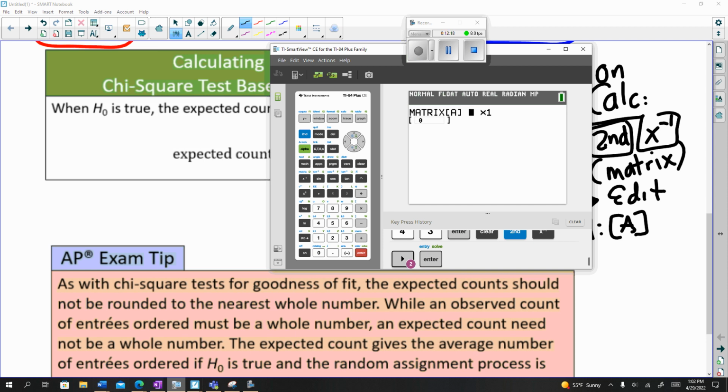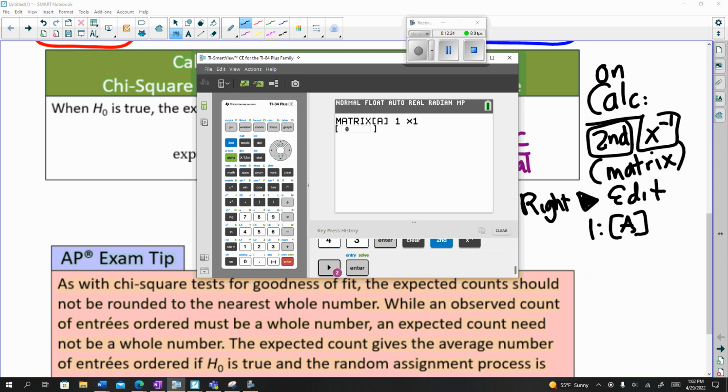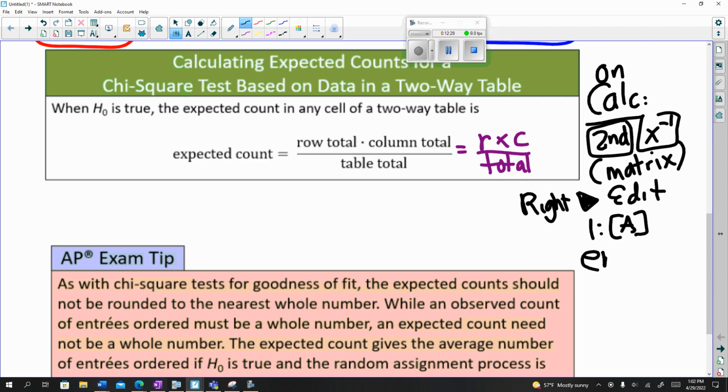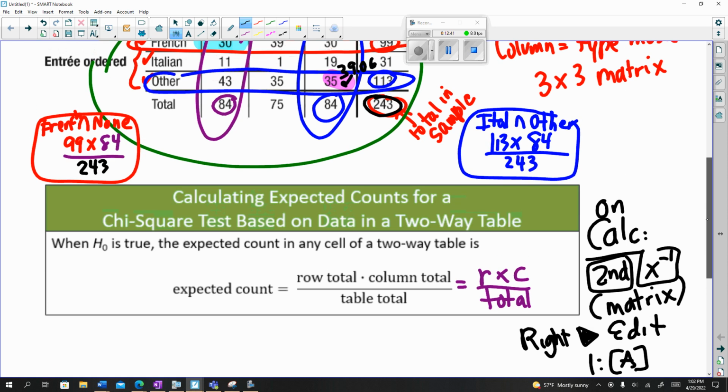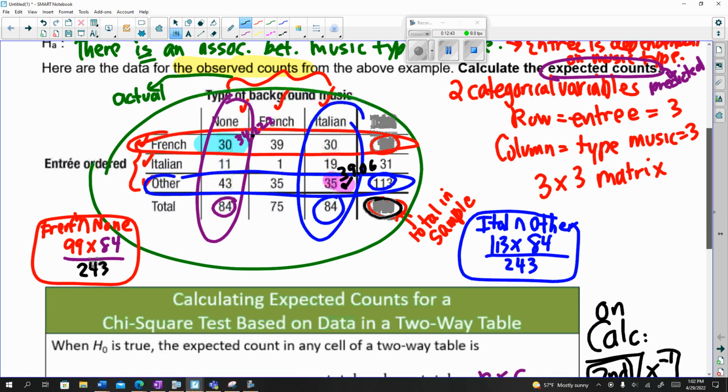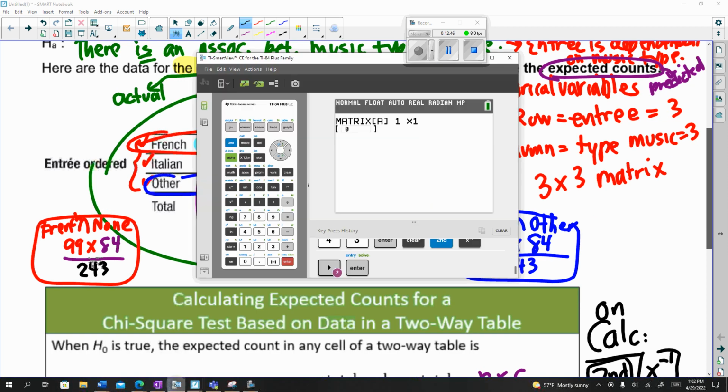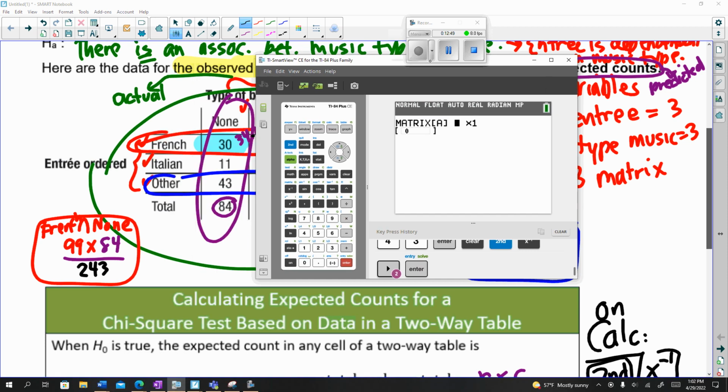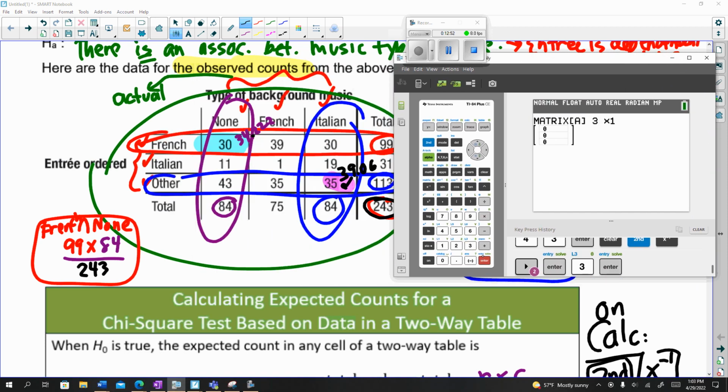Now it's going to ask you how many rows and how many columns your original values had in your original table, which is your observed counts. We had 3 rows and 3 columns, if you remember: 3 entrees ordered, and 3 types of music. So I'm going to press 3, enter, 3, enter. This is going to be a 3 by 3. Remember, rows first and columns second, row by column.